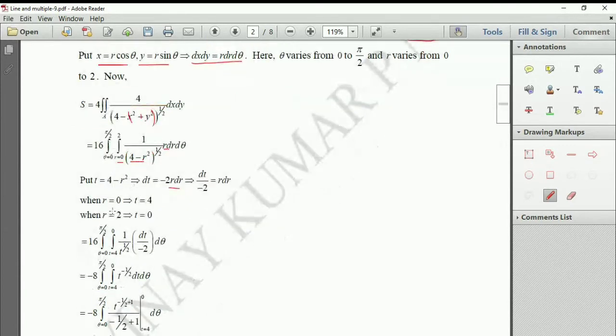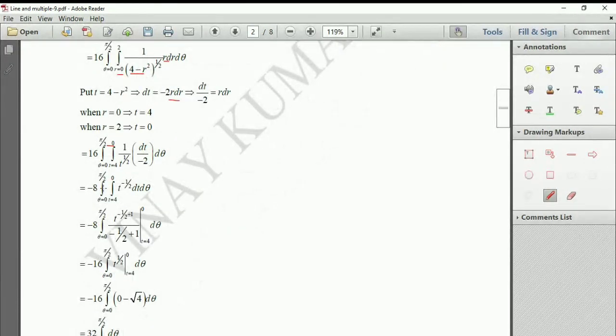So your new limit will be 16 times, theta varies from 0 to pi by 2. t varies from, when r is 0, t is 4. When r is 2, t is 0. So you'll get 0. And 1 by square root of 4 minus r square is t to the power of half into dt. r dr is dt by minus 2 into d theta. Now minus 1 by 2 comes out. So you'll get 16 by minus 2, which is minus 8. And if you send t to the power of half to the numerator, that becomes t to the power of minus half dt d theta.